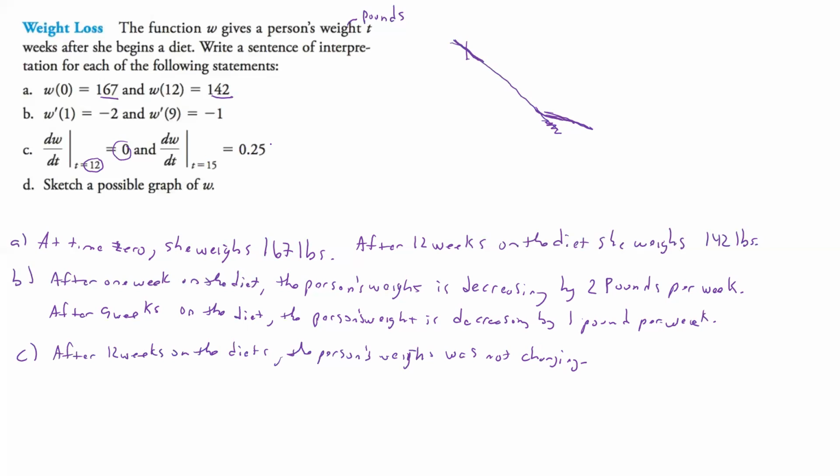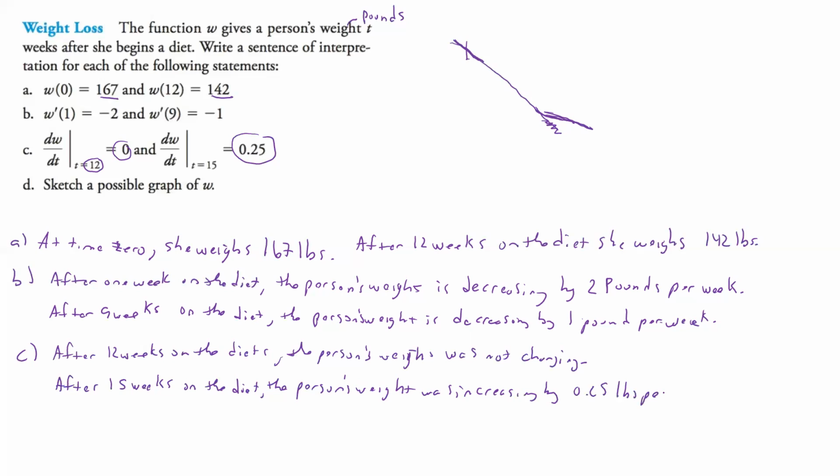Now, after 15 weeks, what is it doing? Now it's going back up because we have a positive slope. Kind of like a diet, you go back up after a while. So after 15 weeks on the diet, the person's weight was increasing by 0.25 pounds per week.